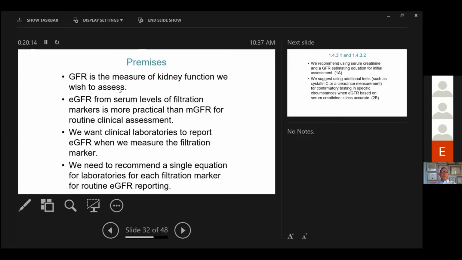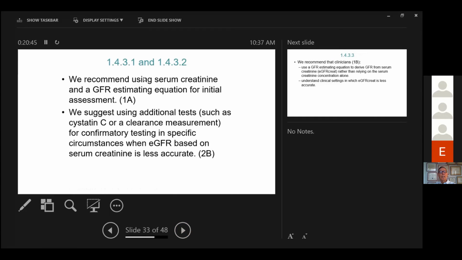So the premise is that GFR is the measure of function we wish to assess, that eGFR is more practical than mGFR, that we want clinical labs to report eGFR when we measure the filtration marker, and we just want a single equation for labs for each marker. So the idea that some labs are reporting CKD-EPI versus MDRD is not really what the guidelines are recommending. The guidelines recommend using serum creatinine and an estimating equation for initial assessment, and then additional tests such as cystatin C or a clearance measurement for confirmation.